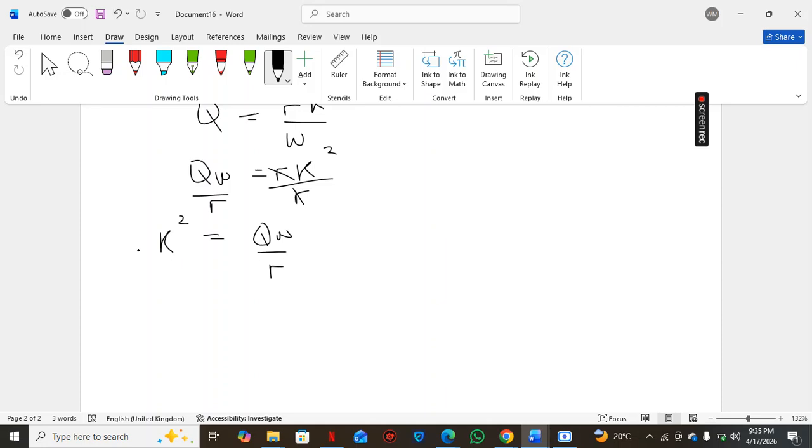So to find the value of K, we get the square root here. And you're going to say K equals the square root of QW over R. So this is the cost minimizing input of capital. Okay. If we had values of Q, W, and R, we would find out how much capital we need to minimize our costs. The only problem is here there is no numbers, so we are just dealing with letters.